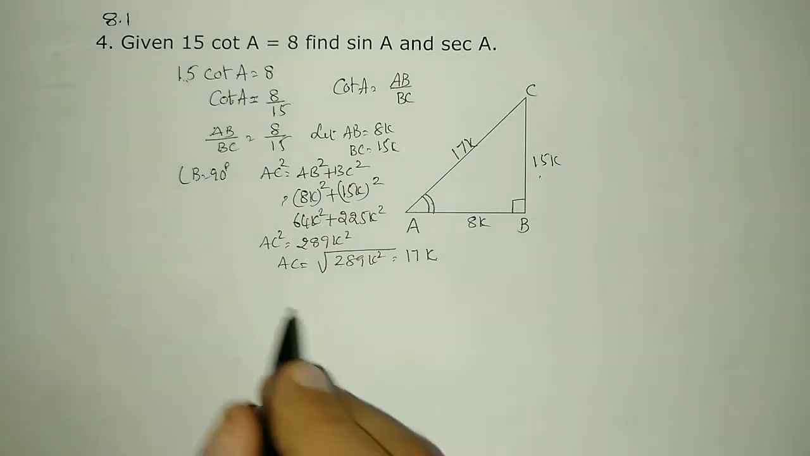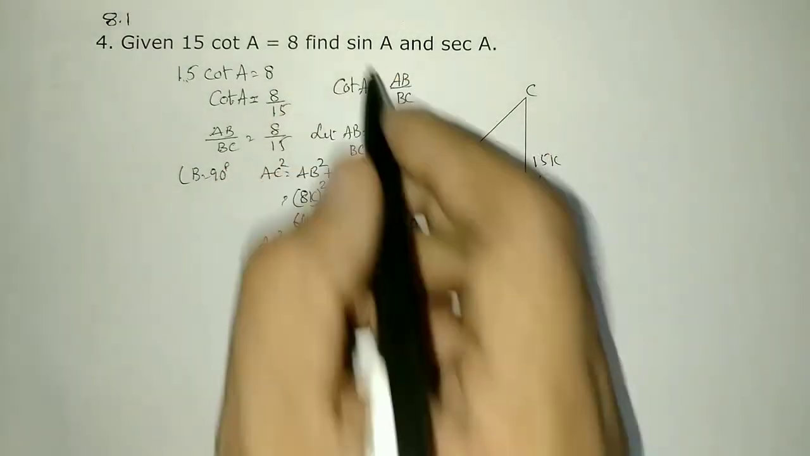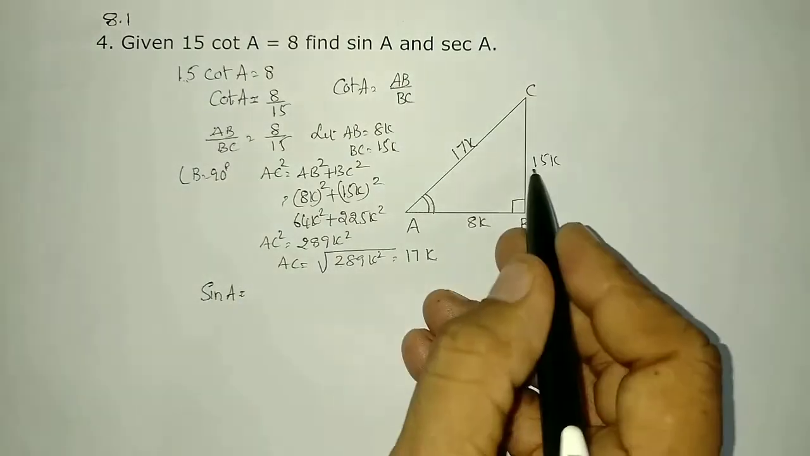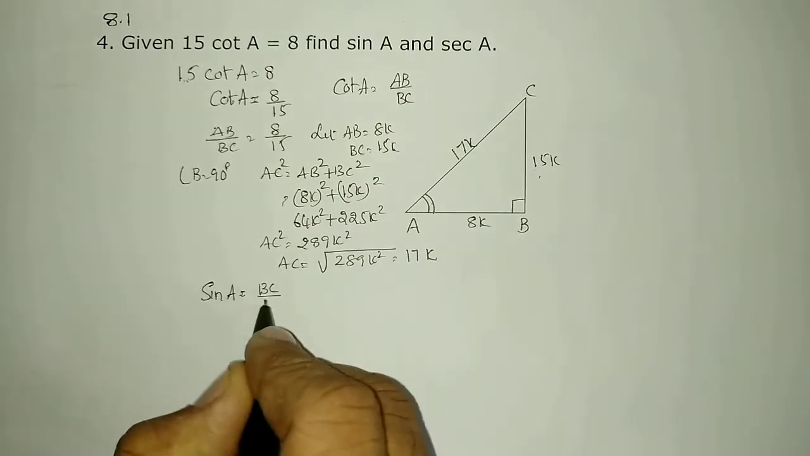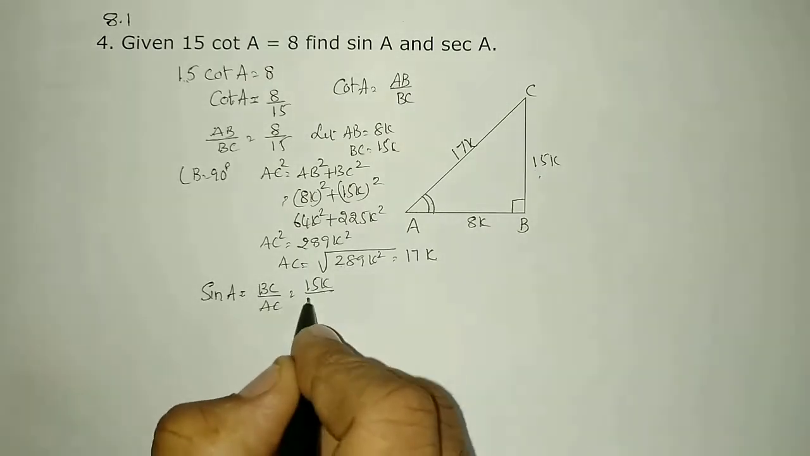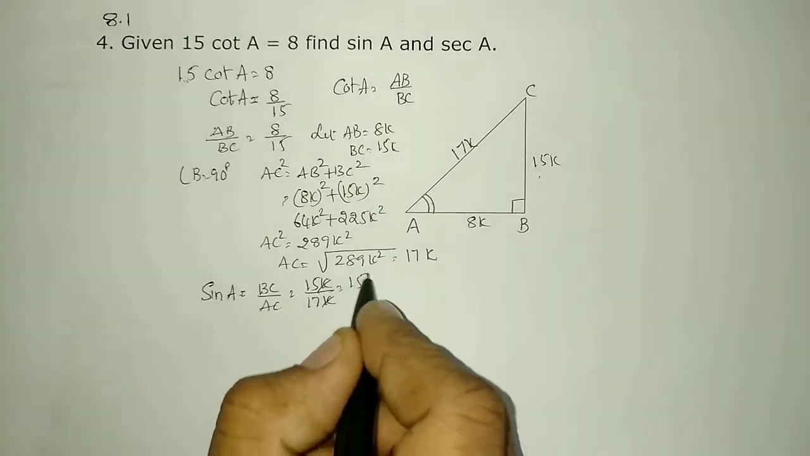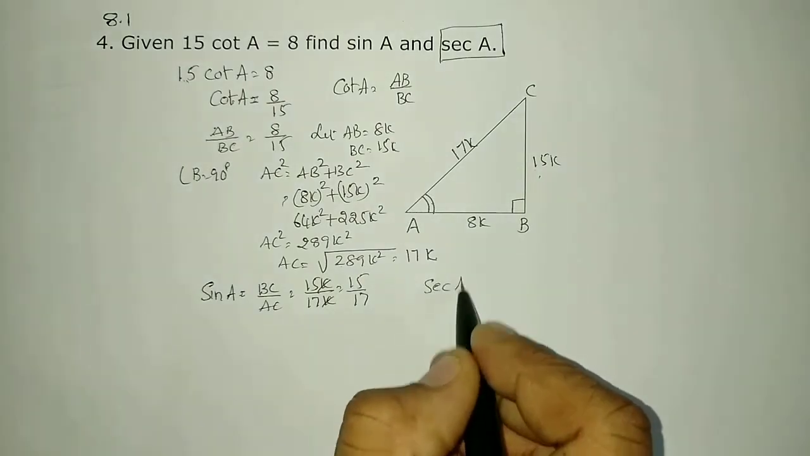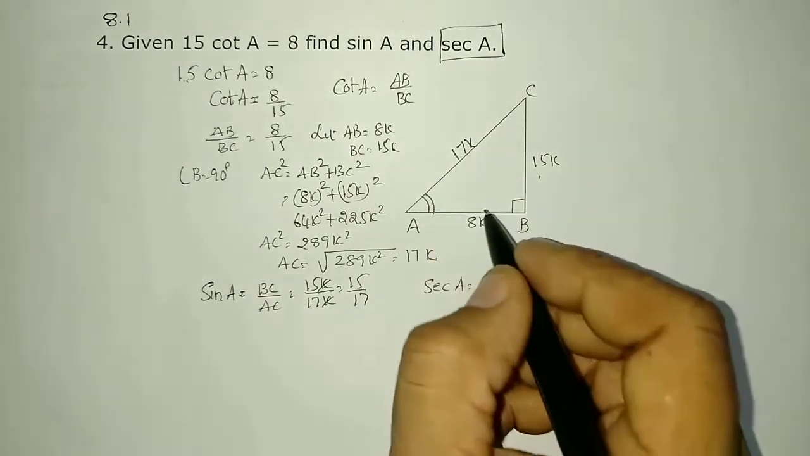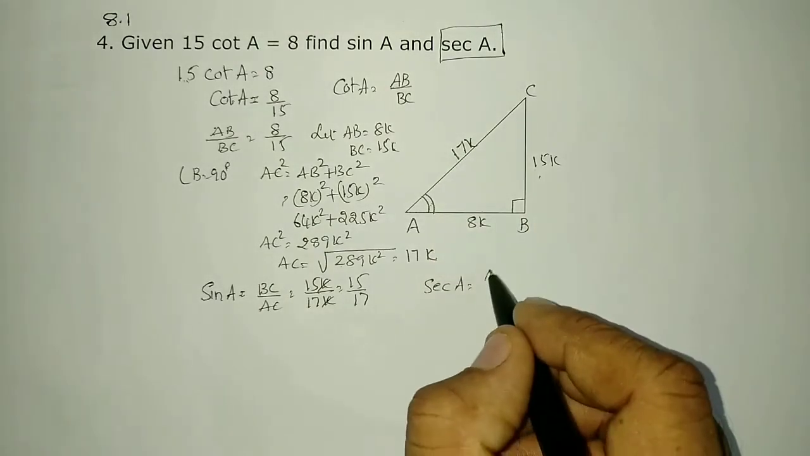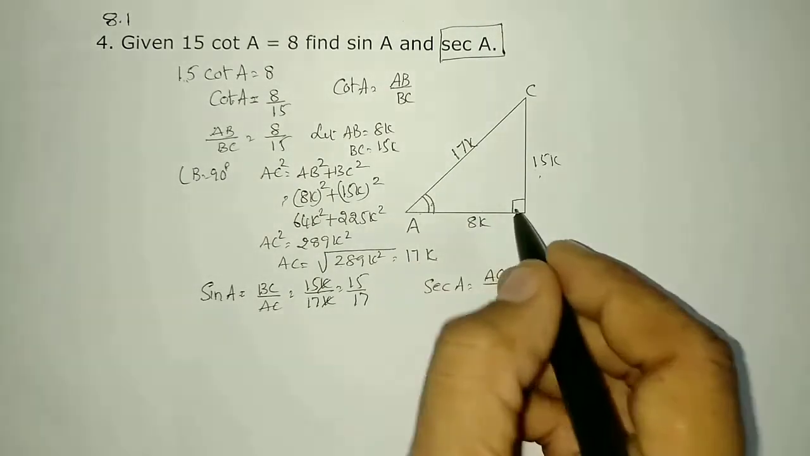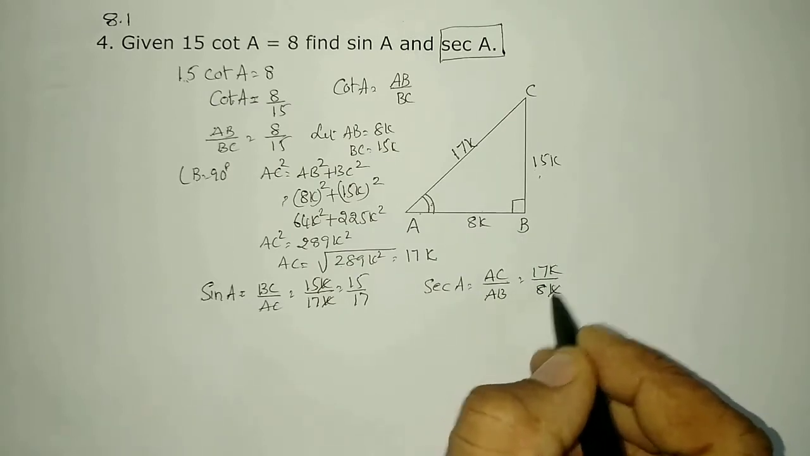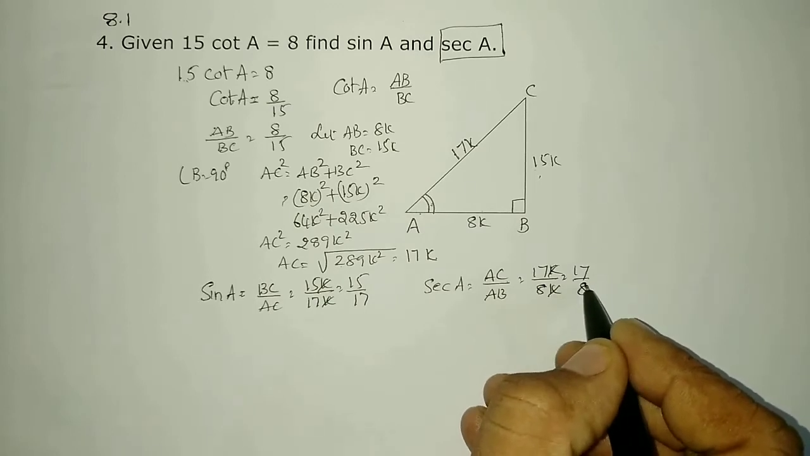So now sin A. Sin A means side opposite to angle A by hypotenuse, BC by AC, 15k by 17k, 15 by 17. Now secant A. Secant A means what? Hypotenuse by adjacent side of angle A. What is hypotenuse? AC. What is adjacent side of angle A? AB. So 17k by 8k, 17 by 8.